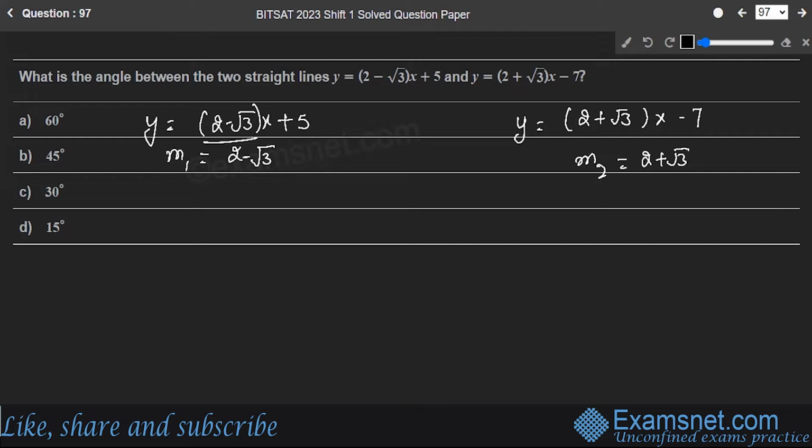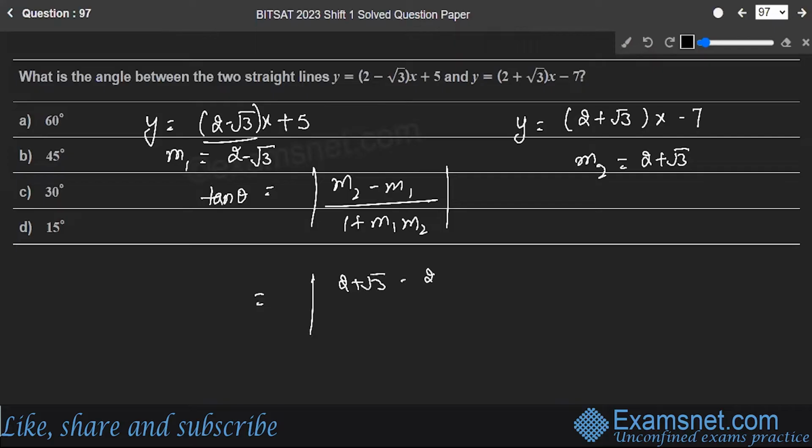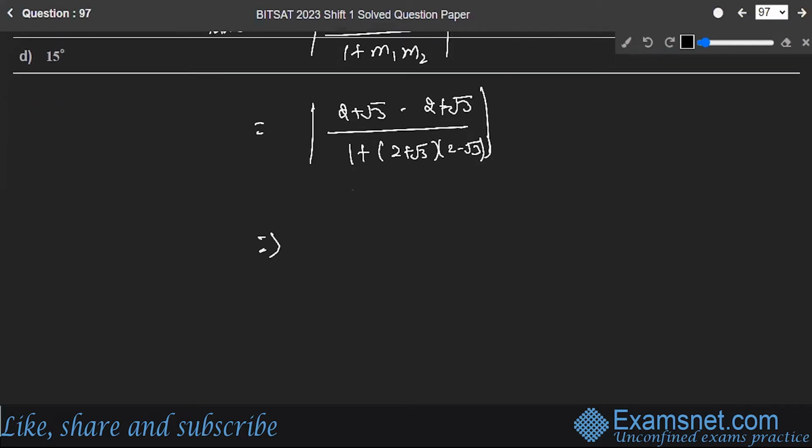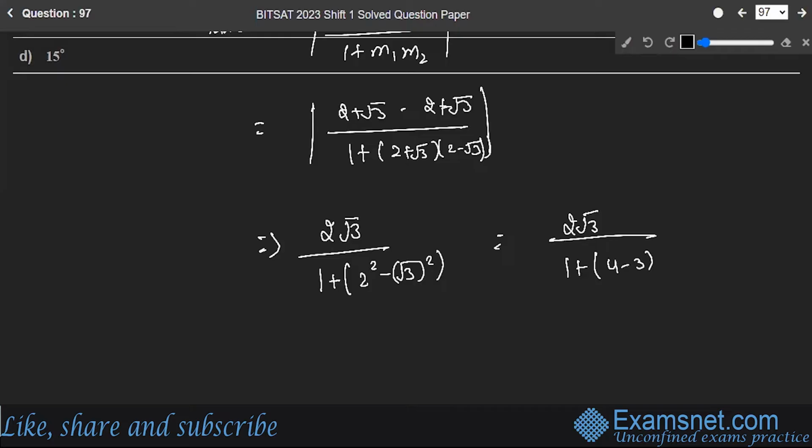Now the angle between the two lines, that's tan theta. This is given by modulus of (m1 minus m2) upon (1 plus m1 into m2). So this is (2 plus root 3 minus 2 plus root 3) divided by 1 plus (2 plus root 3) into (2 minus root 3). So the 2 and 2 will cancel. So you have 2 root 3 divided by 1 plus 2 square minus root 3 square. This is 2 root 3 upon 1 plus 4 minus 3, so you have root 3 as the answer.